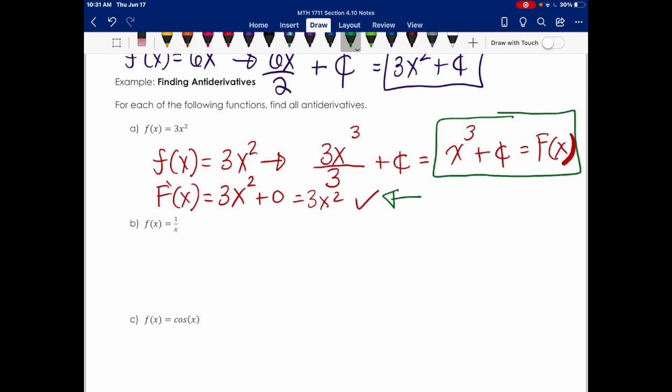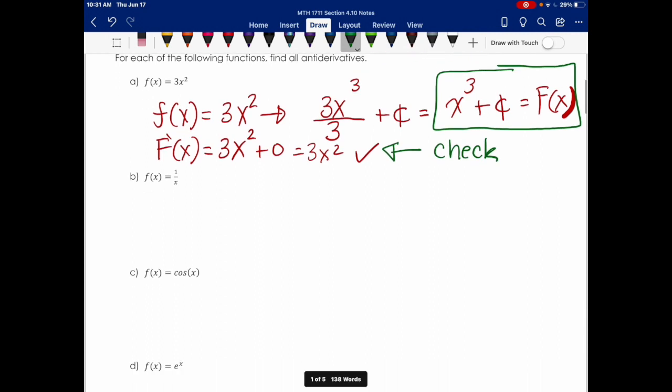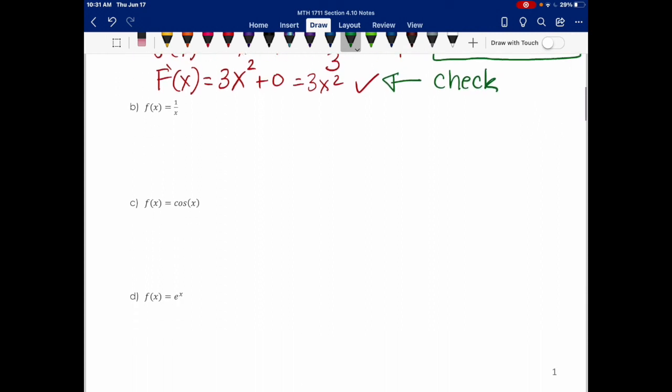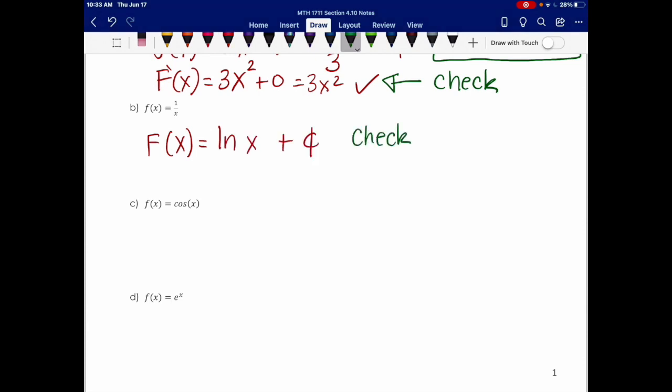So this works. So our answer for the antiderivative is this, and then this was our check to make sure it works. For part B, we have the derivative 1 over x. And if we think back to our derivative rules, and we can go back and look at our reference pages to remind us, when I take the derivative of a function that's natural log of x, we get 1 over x. So now working backwards, it's going to be natural log of x plus some constant.